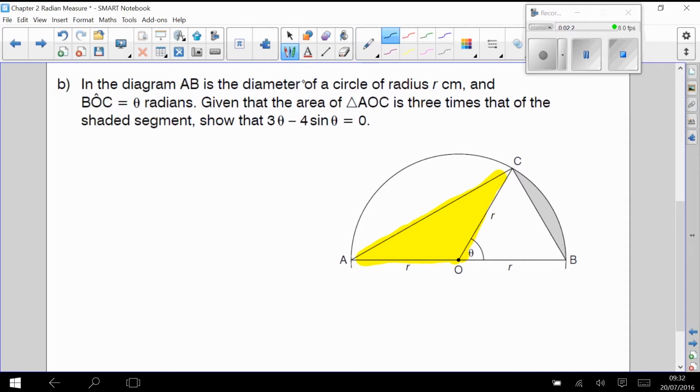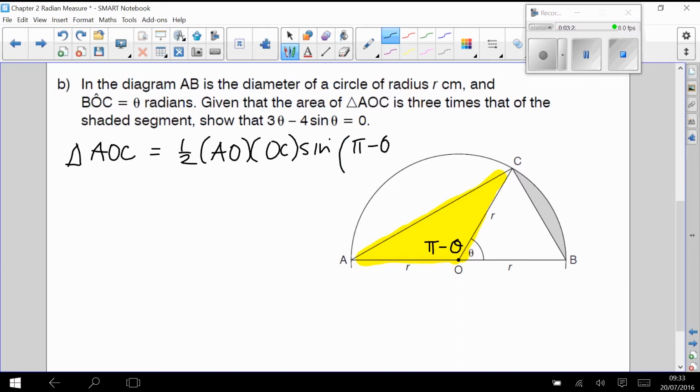Starting with the part that I've highlighted in yellow, we are able to find the missing angle AOC. As the angle that goes along a straight line, AOB, is pi, AOC is going to be pi minus theta. Now you can see that you can very nicely find the area of this triangle. So the area of the triangle AOC is going to be equal to a half times AO times OC times sine of my angle, and the angle that is included between those two adjacent sides is going to be pi minus theta.